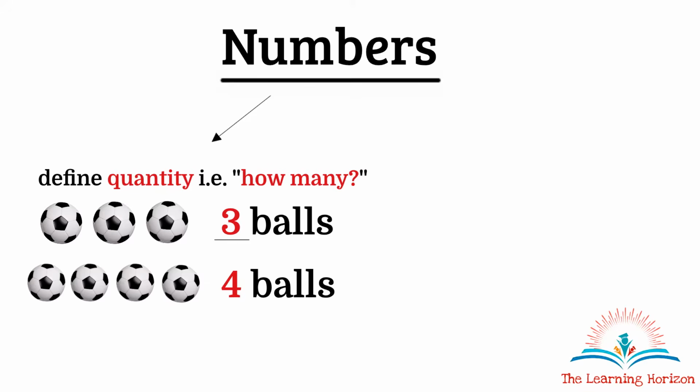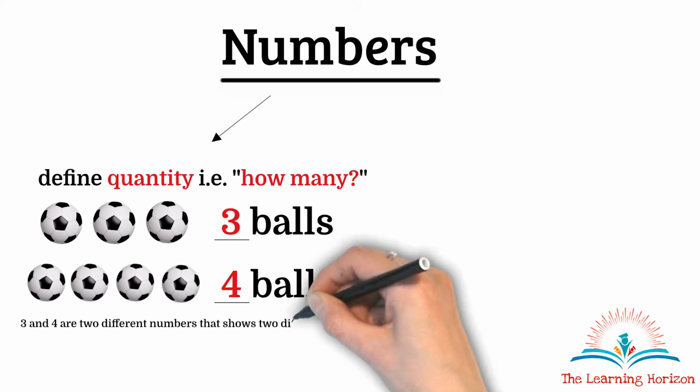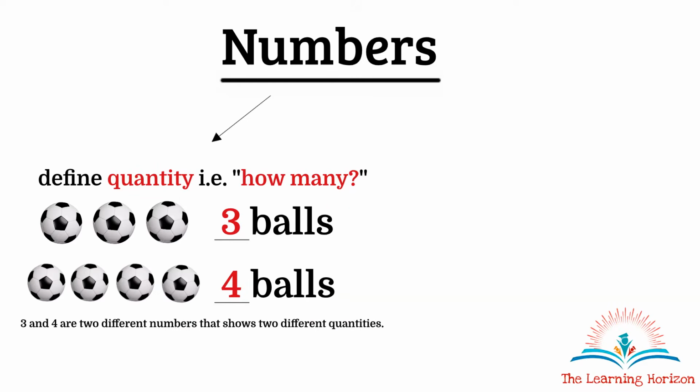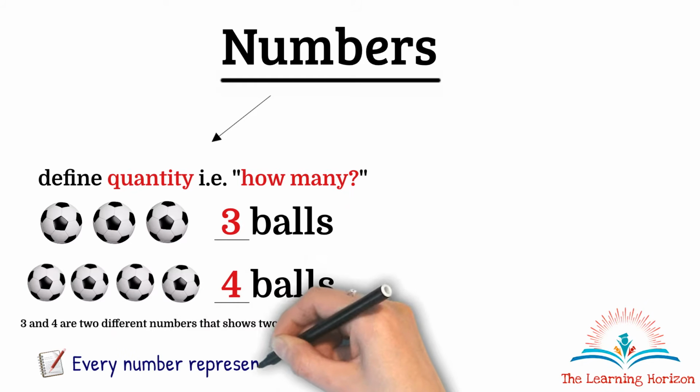Same way, in this example, 4 is a number that tells me I have 4 balls. 3 and 4 are 2 different numbers that show 2 different quantities. Note, every number represents a different quantity.